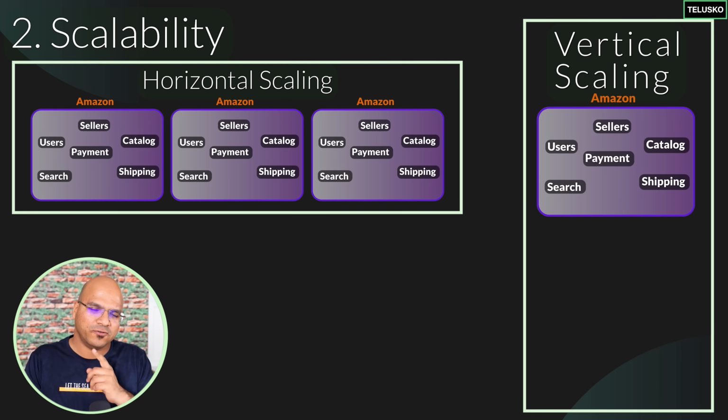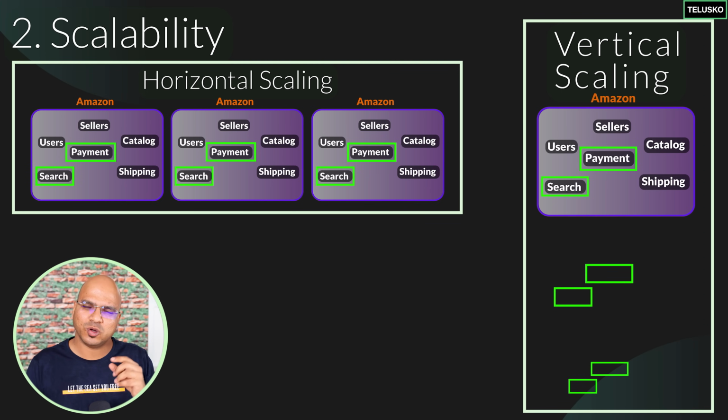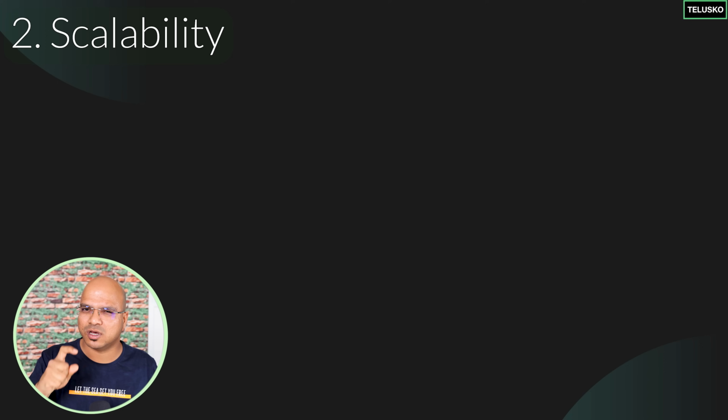See, in terms of a sale, it's not like you will get a lot of new users or a lot of new sellers. What you will get is more searches. You will get more payments. So instead of scaling the entire application, don't you think we should be scaling only the small modules there? So that's what we want, right? We want to scale this particular service. So instead of scaling the entire monolithic application, we should be able to scale the individual services.